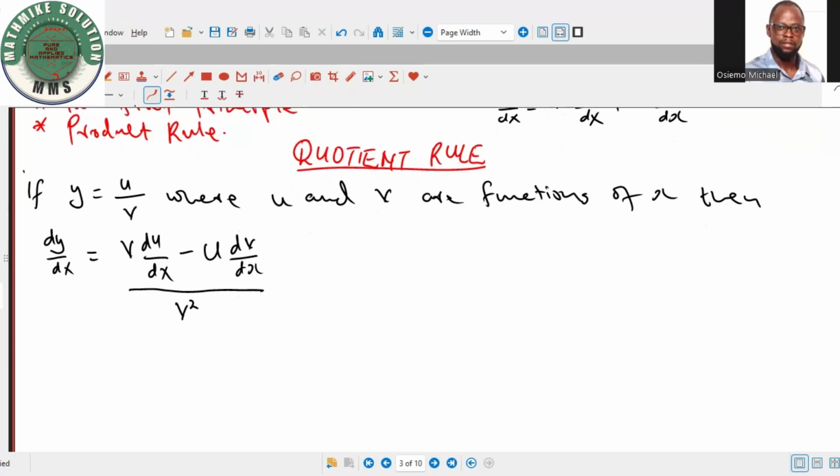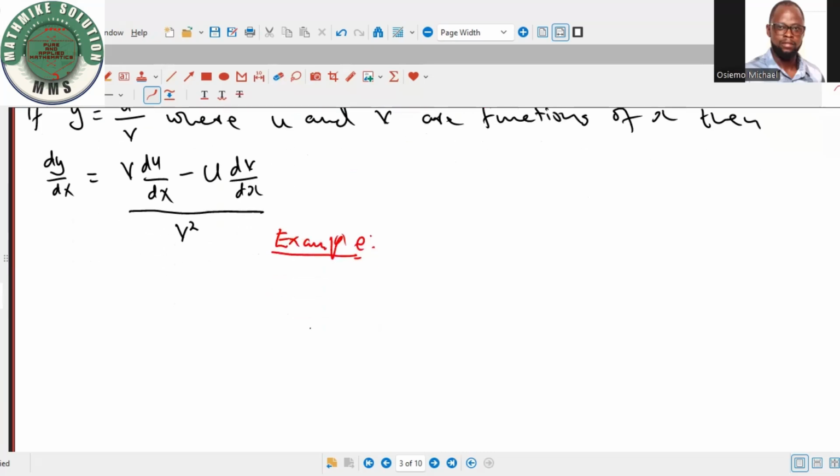Example. Find dy dx given y is equal to 3x raised to power 4 over cos 2x. So let us look at this question together.